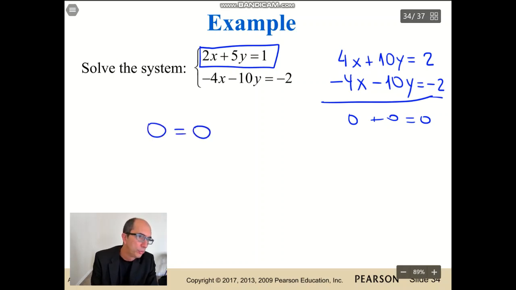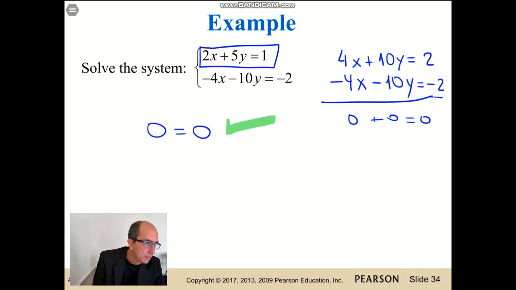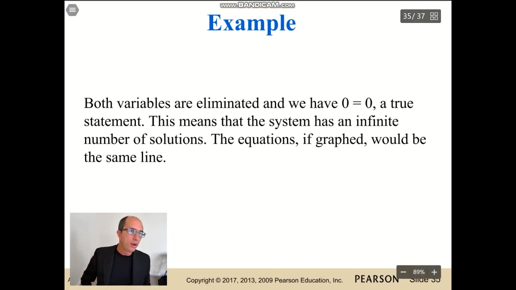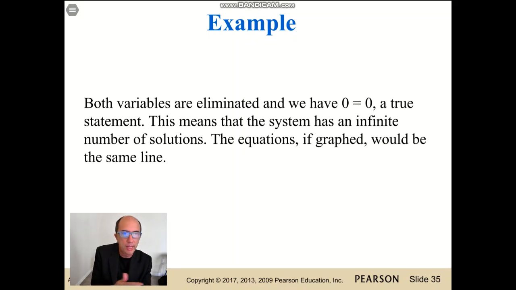This is actually true. But that means any x or any y that you have in this system is going to be a solution for the system, right? Both variables are eliminated and we have 0 equals 0, a true statement. This means that the system has an infinite number of solutions. The equations, if graphed, will be one line on top of the other, the same line.